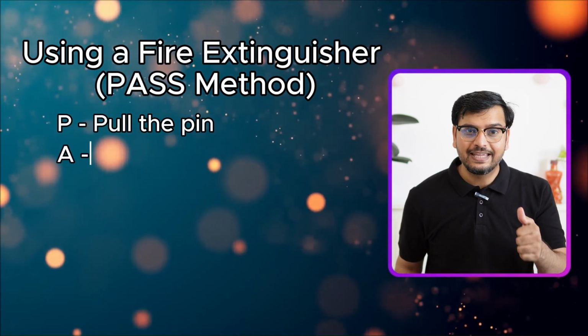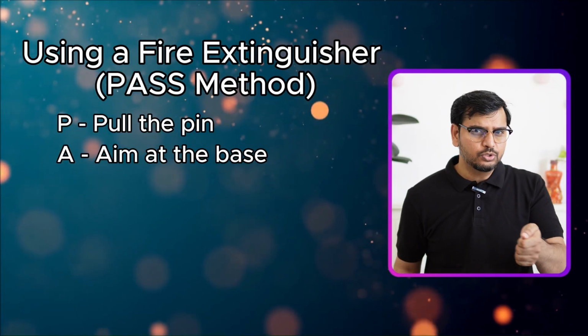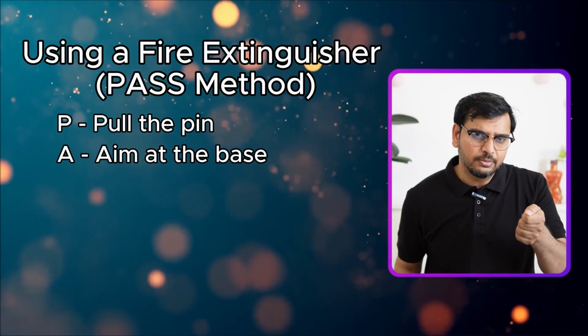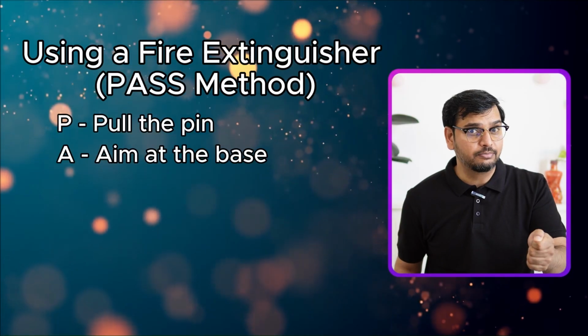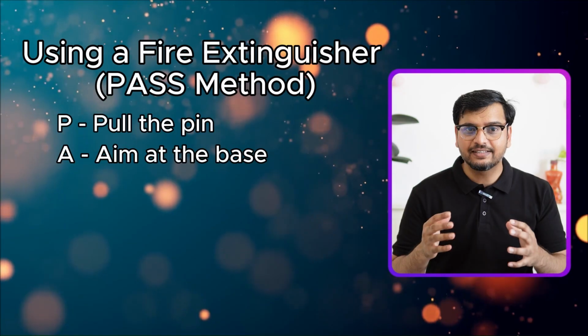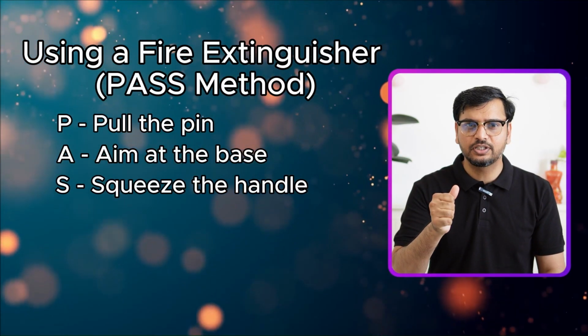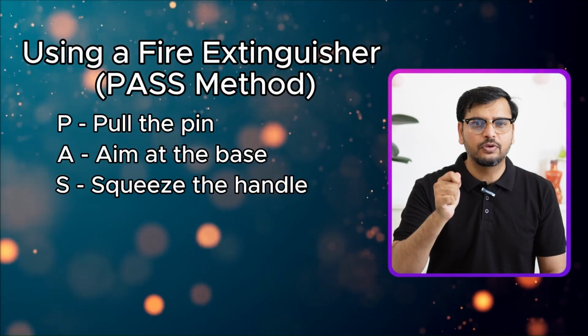Next comes A. A stands for aim. Aim at the base of the fire. Aim the nozzle or hose of the fire extinguisher at the base of the fire and not the flames. Targeting the base is essential to putting the fire out. S stands for squeeze the handle. Squeeze the handle to release the extinguishing agent. Be ready for a quick discharge.